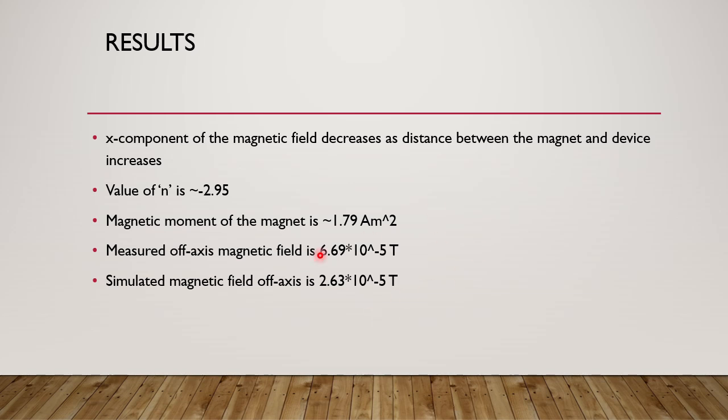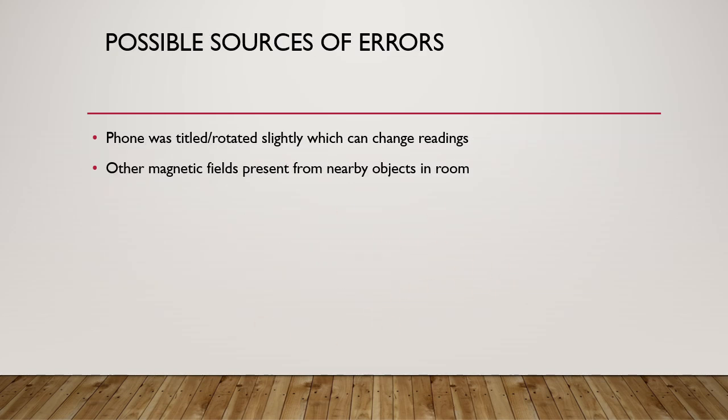So this was about expected. I mean, it's pretty close, but it's not the same. So there must be some sources of error. And I think the most likely one is human error, in the sense that the phone was tilted or rotated slightly, which can change the reading.